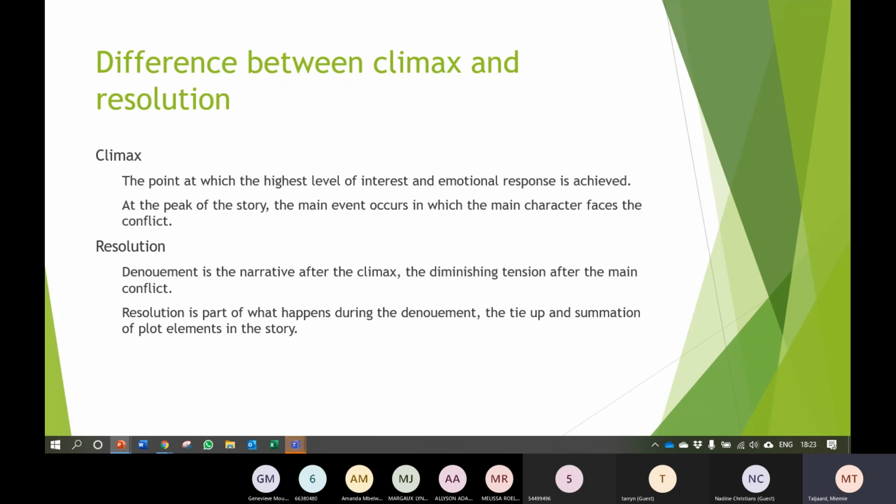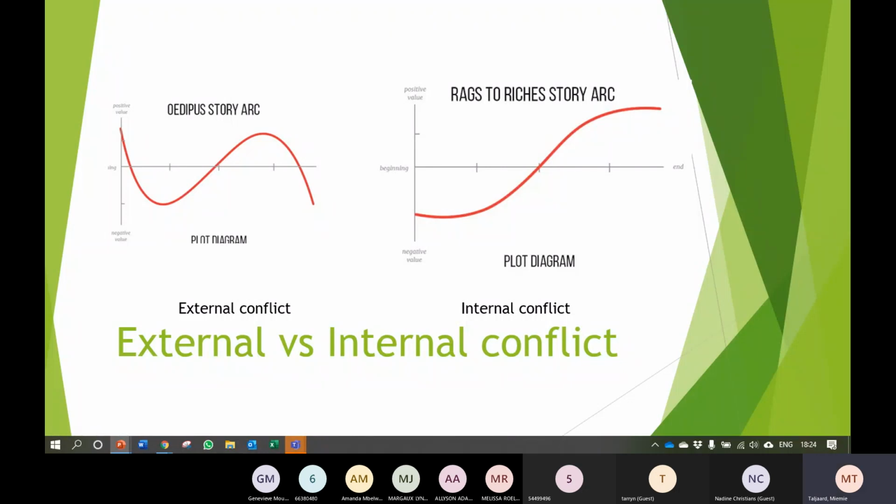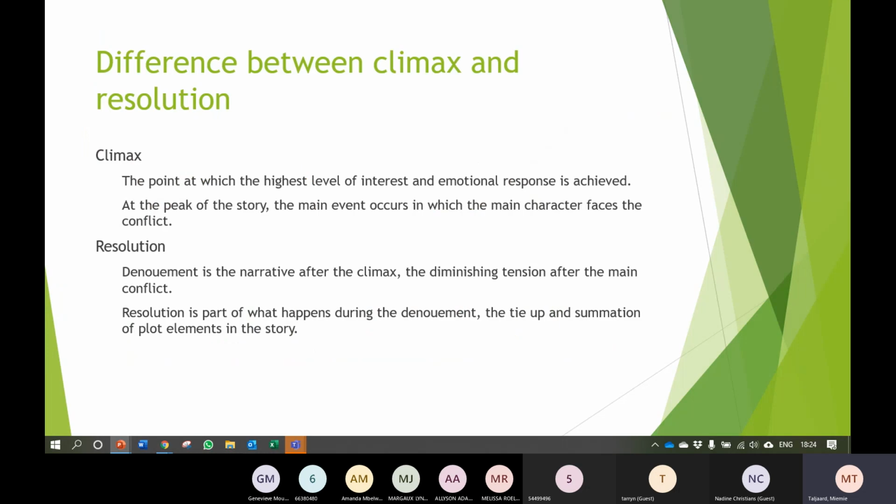Another explanation would be, at the peak of the story, the main event occurs in which the main character faces the conflict. Remember, if we go back to the plot line, he had been going down, things had been going bad for some time. He lost his job. He lost the place where he lived. Desiree went into a coma. And then when he loses the job at Cafe Mesopotamia, he simply starts walking. So to my mind, that's the moment where he faces the conflict.